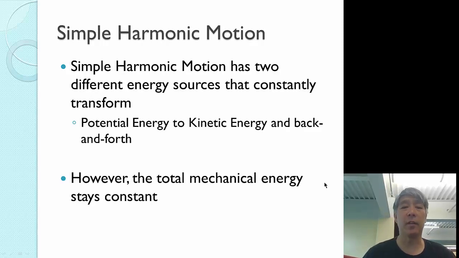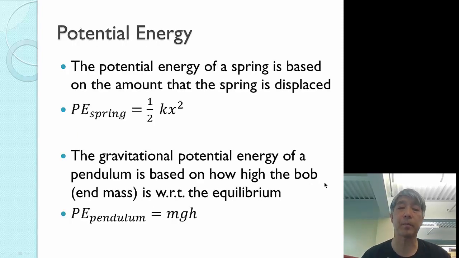Okay, first off, in simple harmonic motion, what we have are two different energy sources that can constantly transform back and forth. Potential energy to kinetic energy and then back to potential energy, and back and forth. If we ignore friction, this process of transforming energy will continue forever. Most of the systems, especially here on Earth, that we're going to look at, yes, we have friction, but to simplify our analysis, we're going to ignore that. What's important to realize is that the total mechanical energy is going to stay constant the whole time. The sum of my potential and kinetic is going to stay constant.